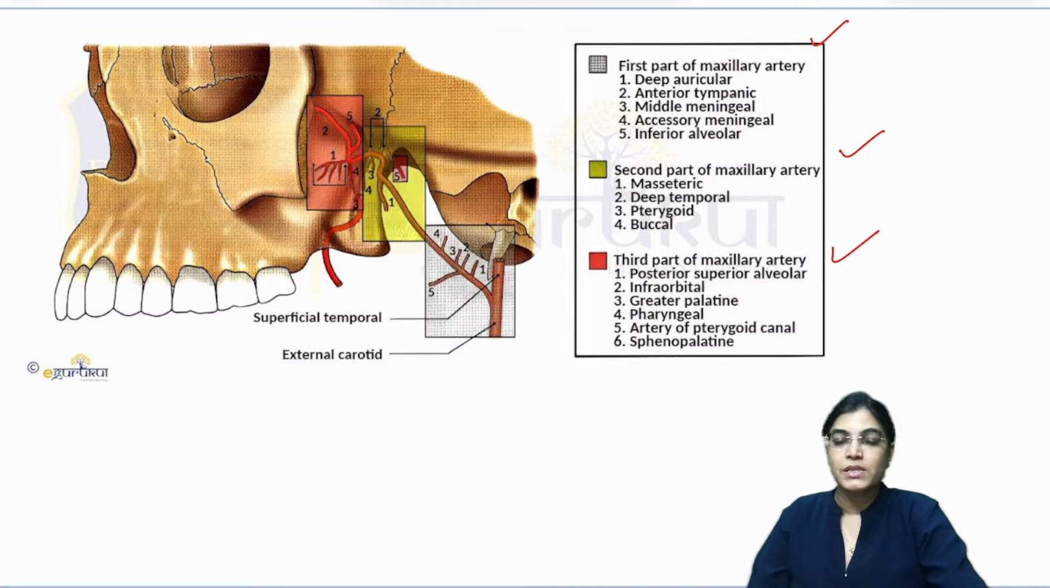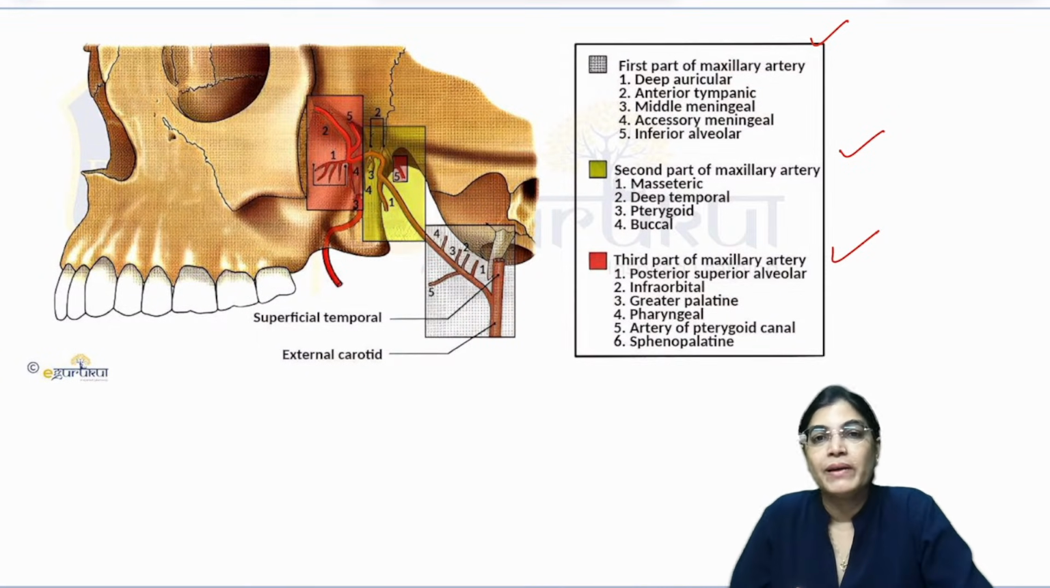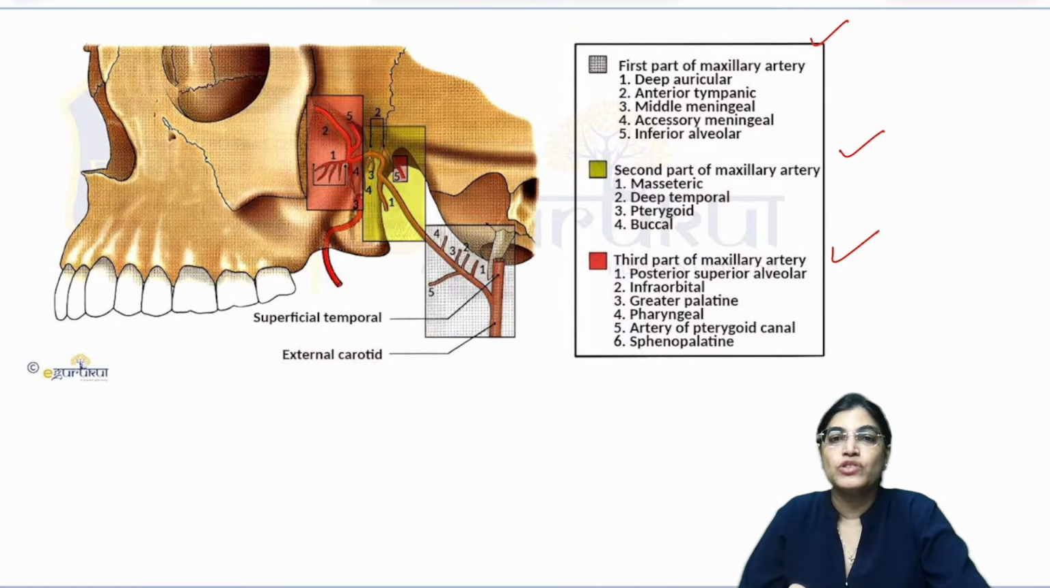Branches from the first part of the maxillary artery: the mnemonic is DAMIA or MADA. D for deep auricular, A for anterior tympanic, M for middle meningeal, A for accessory middle meningeal, and I for the inferior alveolar artery. All muscular branches are from the second part: masseteric, buccal, pterygoid and temporal.